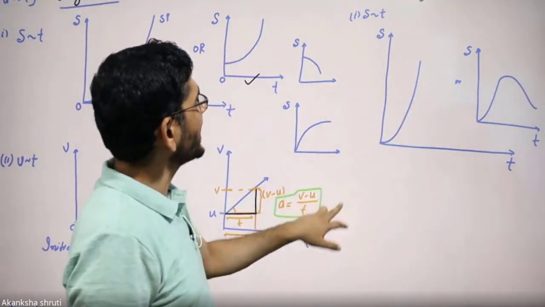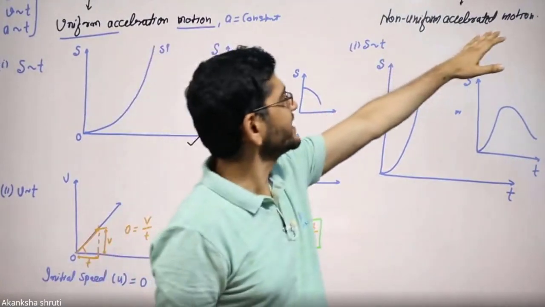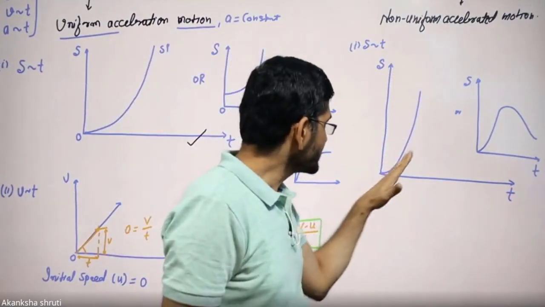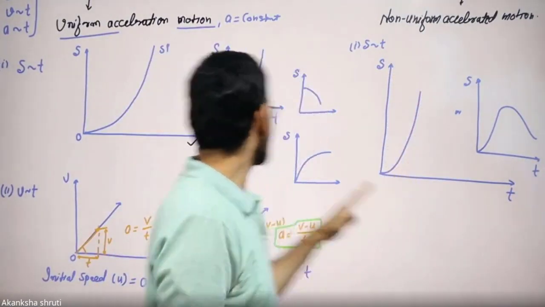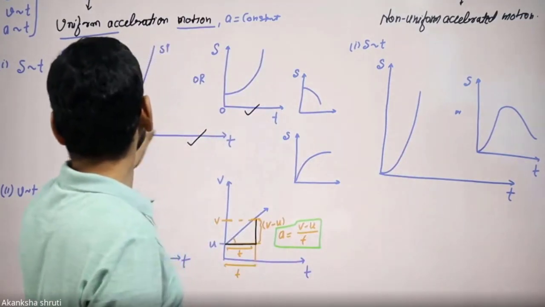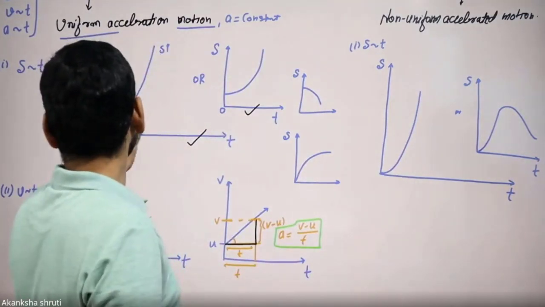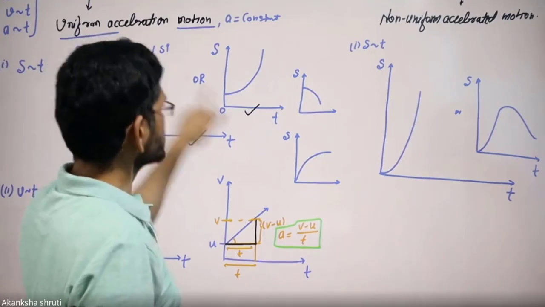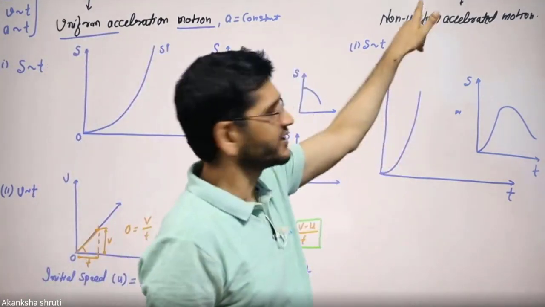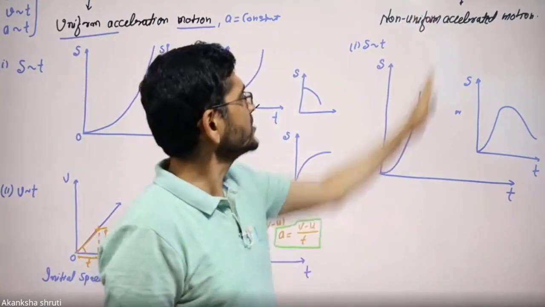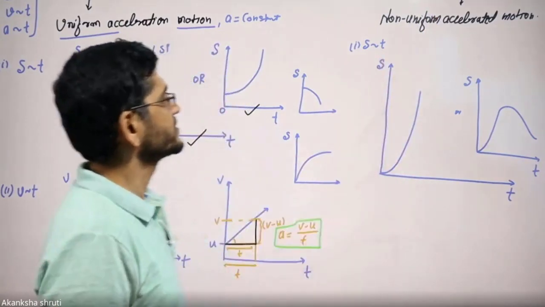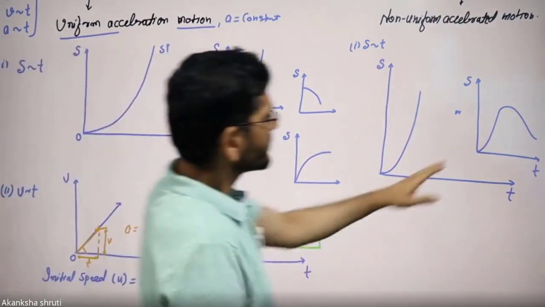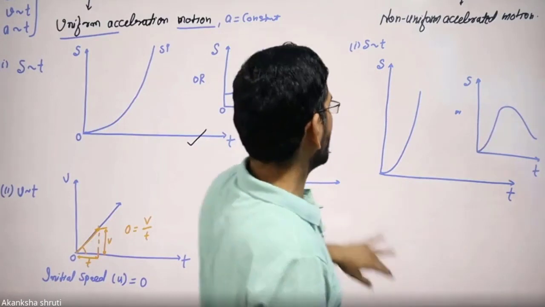Just keep in mind, for non-uniformly accelerated motion, this rise is very steep in comparison to this. Here, though it was also a curve, it was increasing slowly, but abruptly it will increase. Almost it becomes parallel to this distance axis. Or once it has increased, then it has decreased.